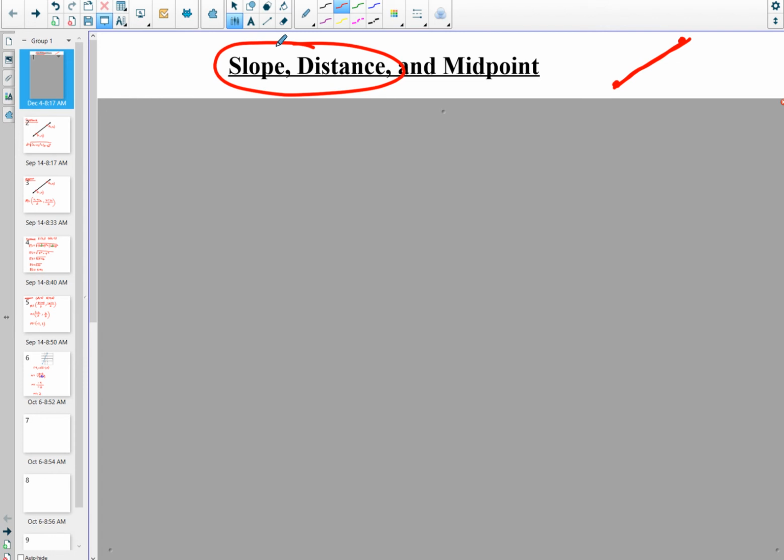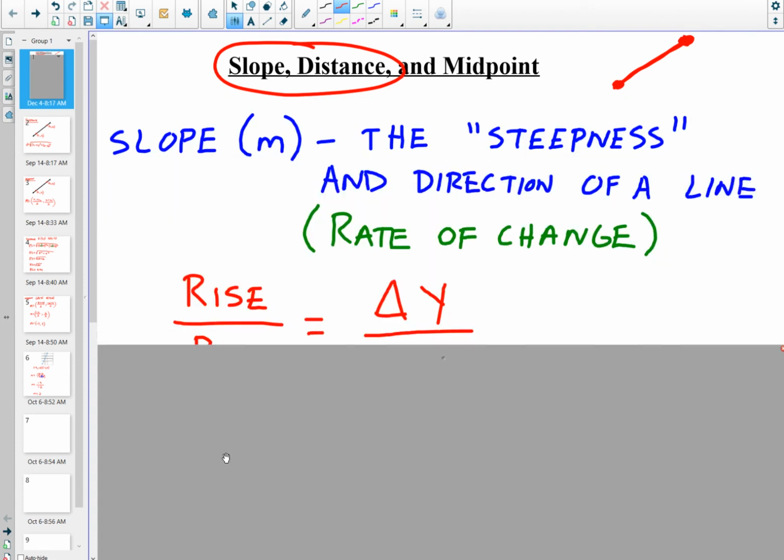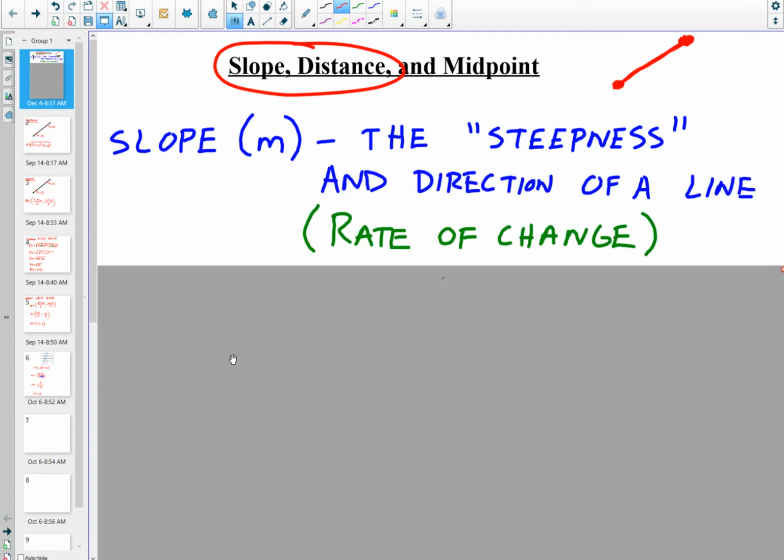So, yes, one obvious measurement I can take with these 2 points that I draw is to measure them. And if I put them on a coordinate grid, even if I don't have a ruler, there's a formula I can use to measure how far away the points are from each other. Now, slope incorporates distance, but it's not distance. Slope is the steepness and the direction of a line.